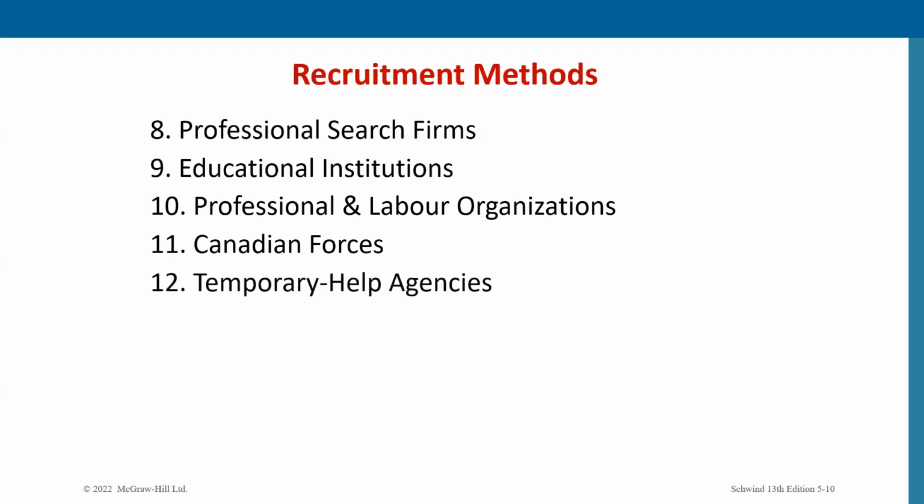Number 12, we talk about temporary help agencies. In fact, these are agencies that provide supplemental workers, mainly for temporary positions. So when we need some people for temporary or contract-based positions, we might refer to temporary help agencies. Number 13, we have departing and past employees. This is also very common.